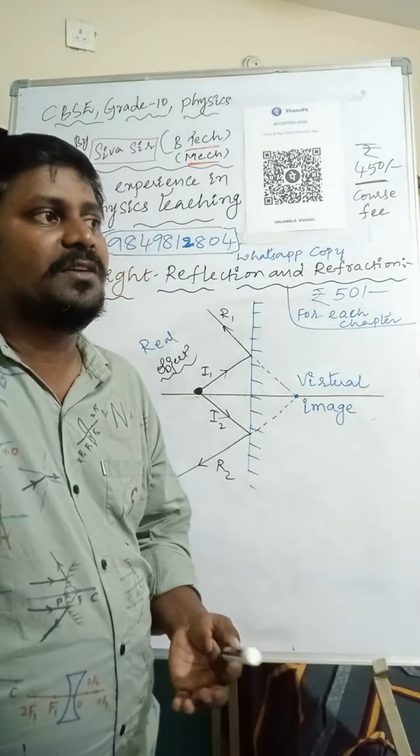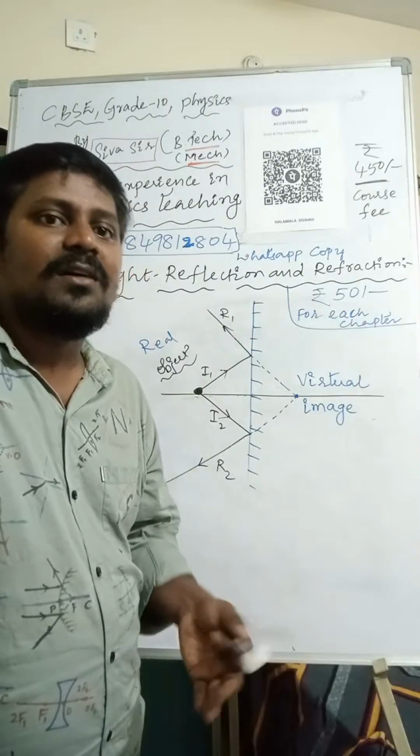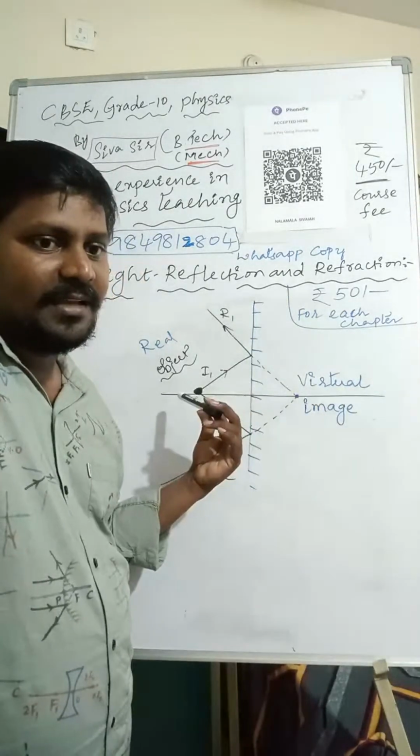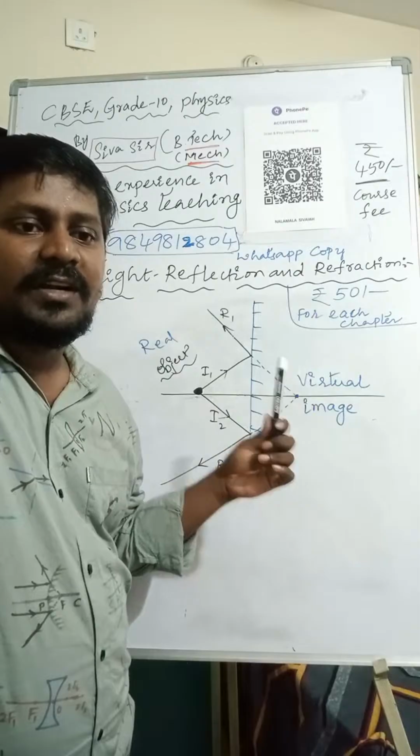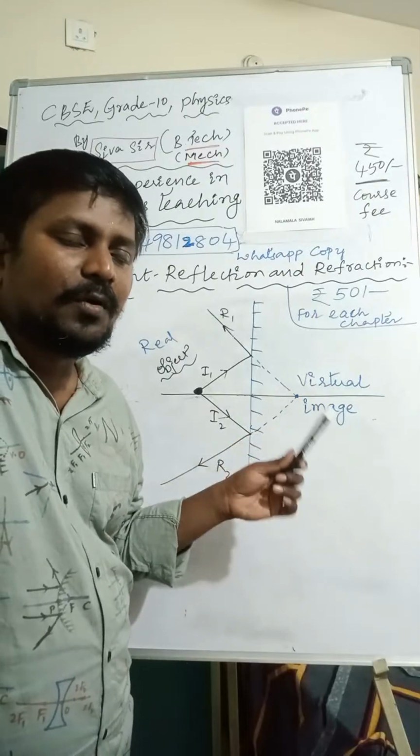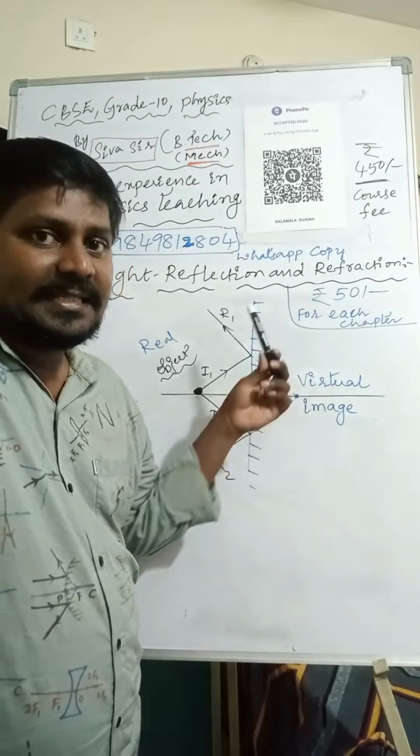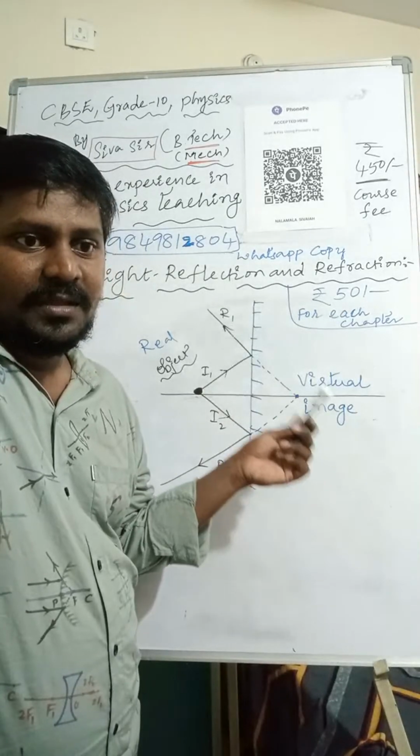So the definition of virtual image means the point of intersection. It's a point because I am taking the point image. The point of intersection of extended reflected light rays.